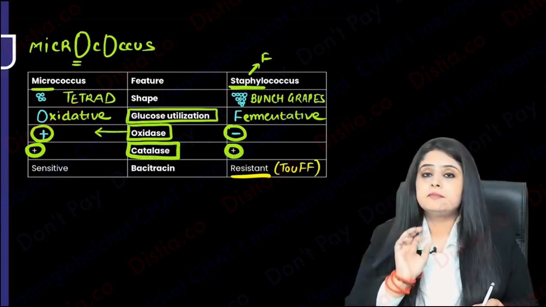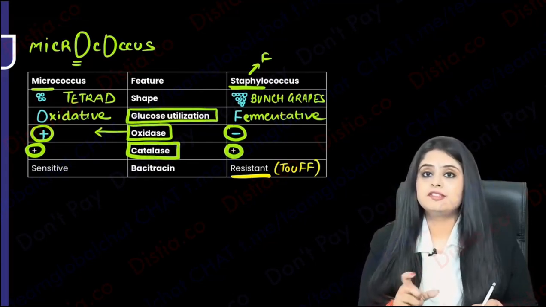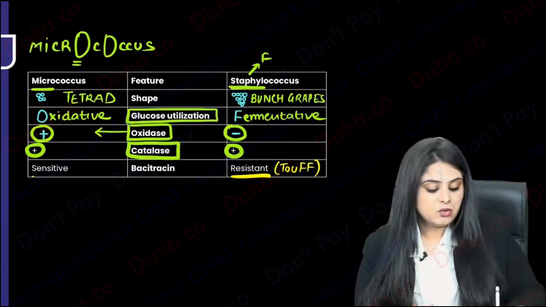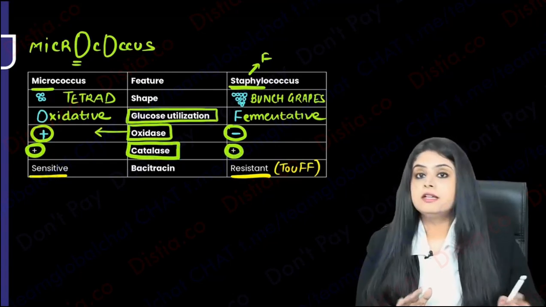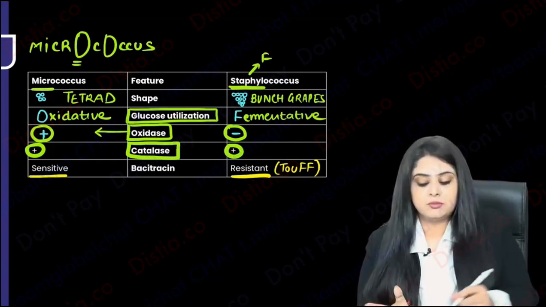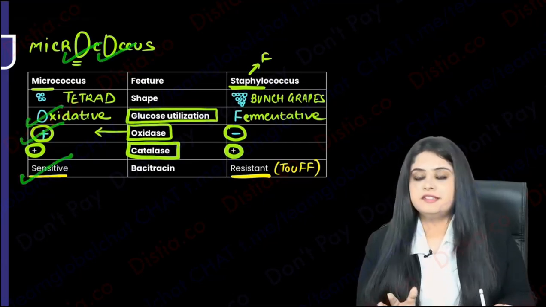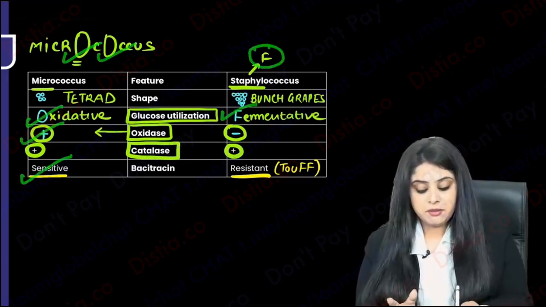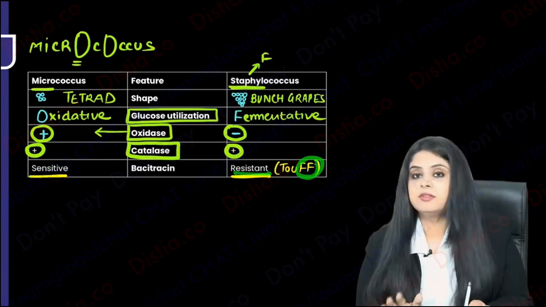When I say tough, matlab F wala sound is coming. Staphylococcus is tough to bacitracin, matlab resistant, and Micrococcus is gonna be sensitive. I hope everyone's understood this, learnt it, mugged it up. इसमें there is no concept involved, but there is definitely a lot of mugging up. So Micrococcus में सब कुछ OO आएगा, oxidative, oxidase positive, and sensitive. Staphylococcus has fermentative pattern, no oxidizability, and it's gonna be very, very tough, matlab resistant.